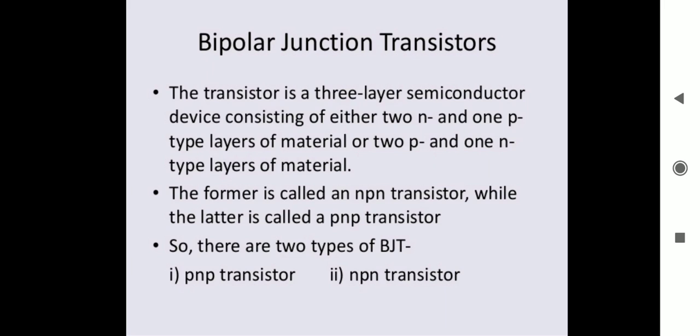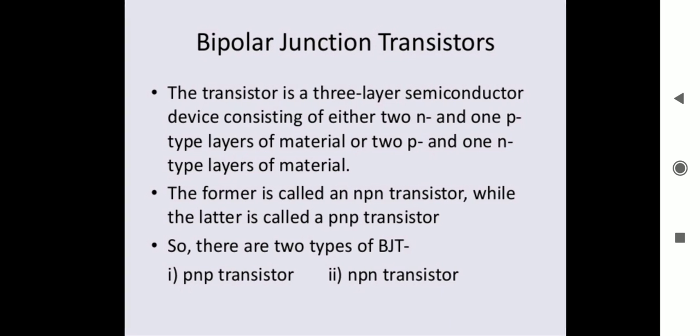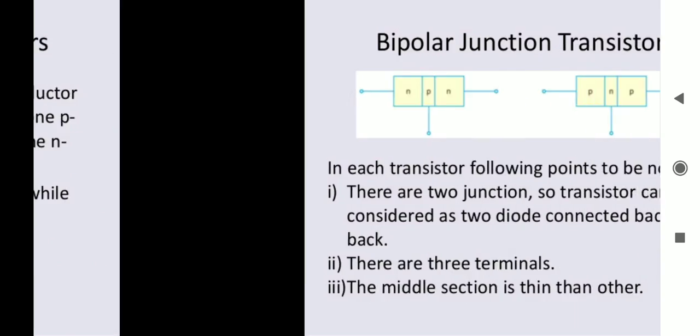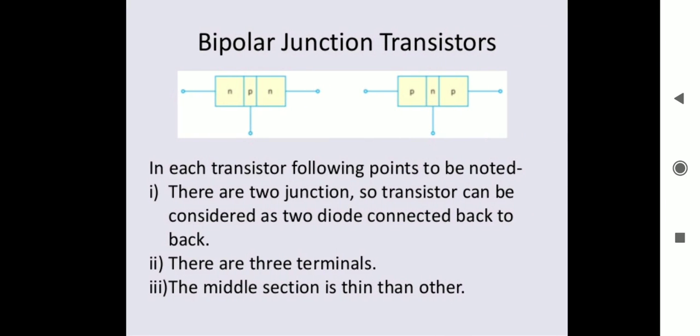Why is it called a bipolar transistor? The conduction in a bipolar junction transistor takes place due to both electrons and holes. That is why it is called a bipolar transistor. If the conduction takes place due to only one type of carriers, the majority carriers, then the transistor is called a unipolar transistor. An example of a unipolar device is the field effect transistor.